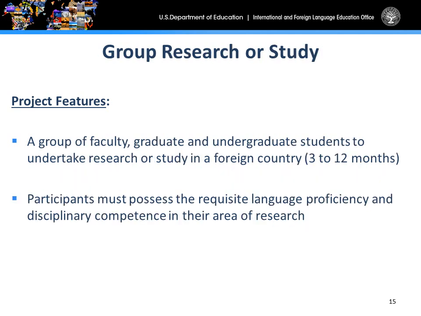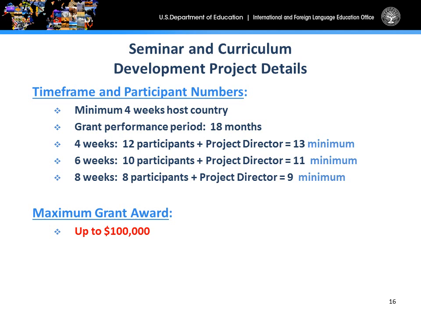And our last short-term project is a group research project. These projects are typically 3 months in length and are designed to give participants the opportunity to undertake research or study in a country outside of the U.S. Unlike the other 2, the short-term group study project, these participants must possess the requisite language proficiency and disciplinary competence in their area of research. The grantee should conduct a language assessment pretest to determine a participant's language proficiency.